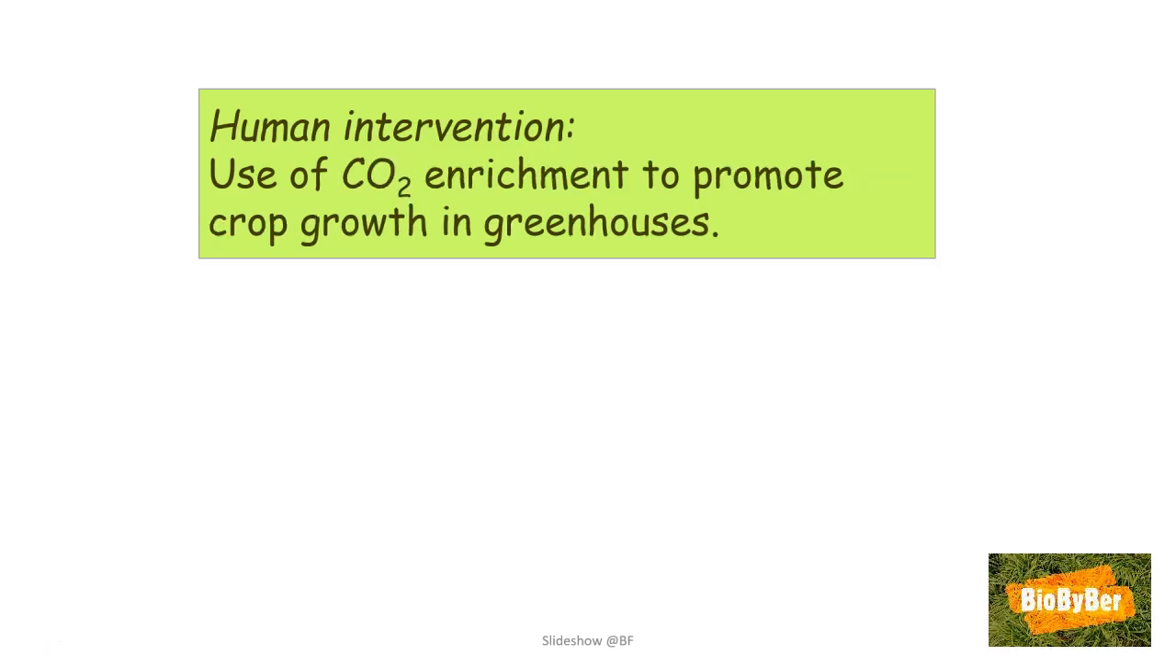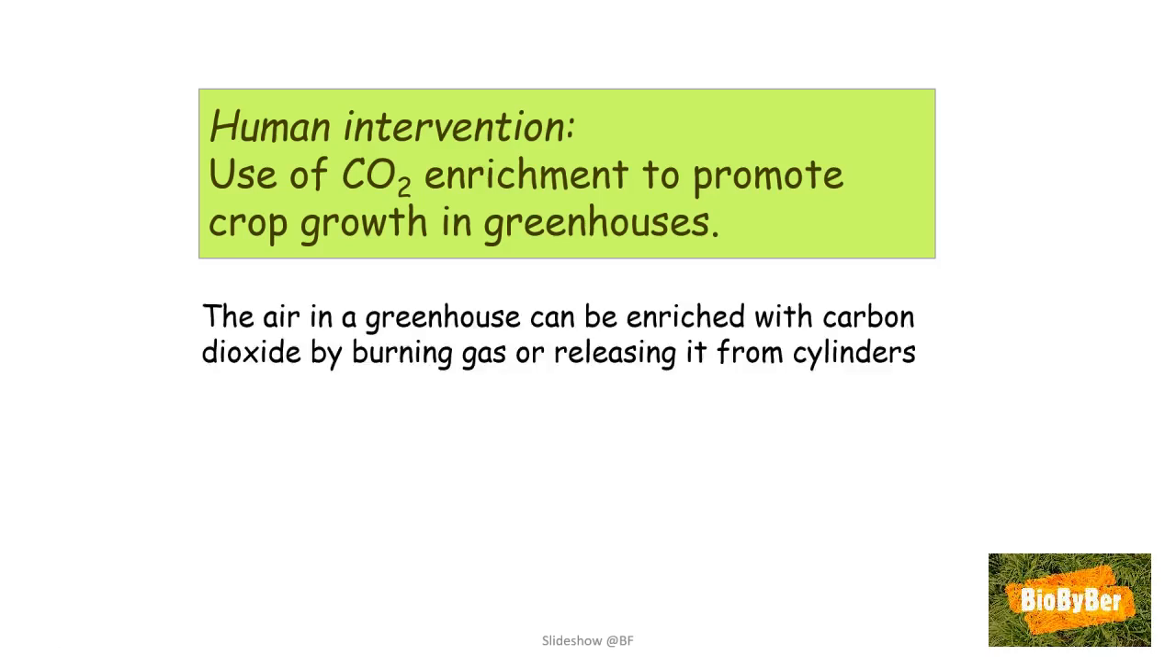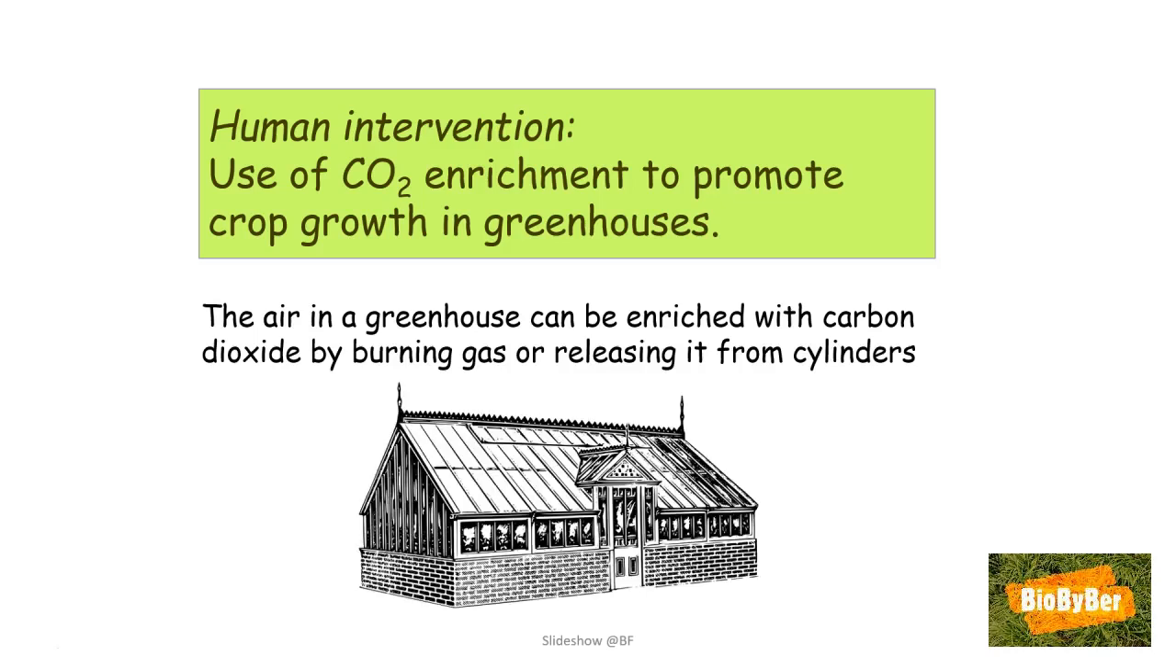Another human intervention or interference with the process of photosynthesis is the use of carbon dioxide enrichment to promote crop growth. Carbon dioxide enrichment means enriching or enhancing the atmosphere with carbon dioxide. The more carbon dioxide is available, the more photosynthesis will go on. Now, artificial sources of carbon dioxide can be burning gas in greenhouses, or releasing it from cylinders. This will enhance carbon dioxide concentration and thus increase crop growth.